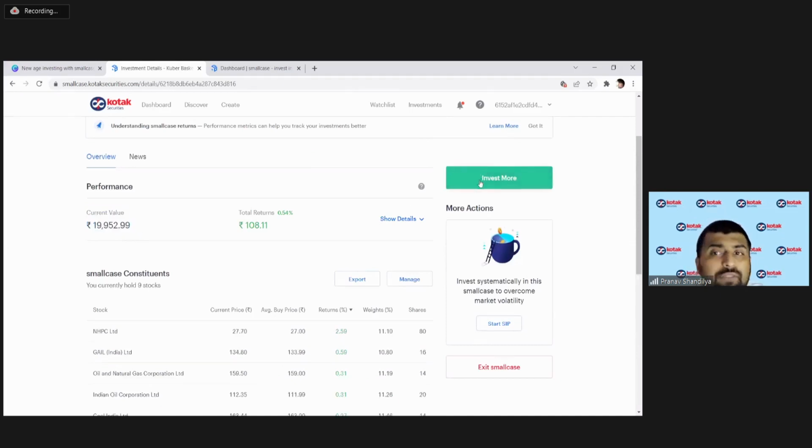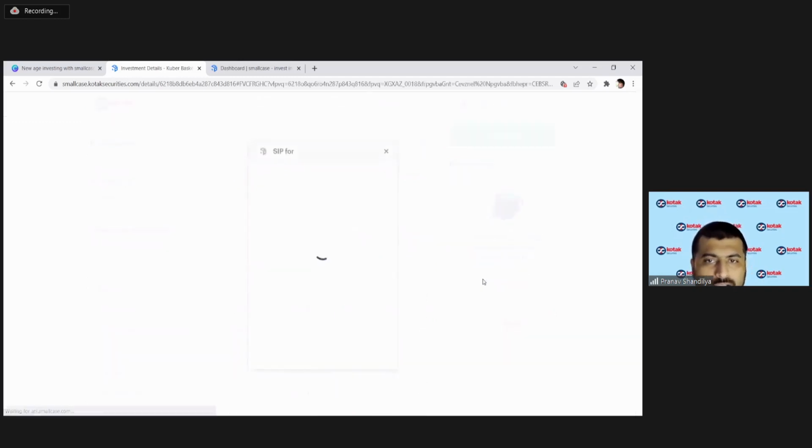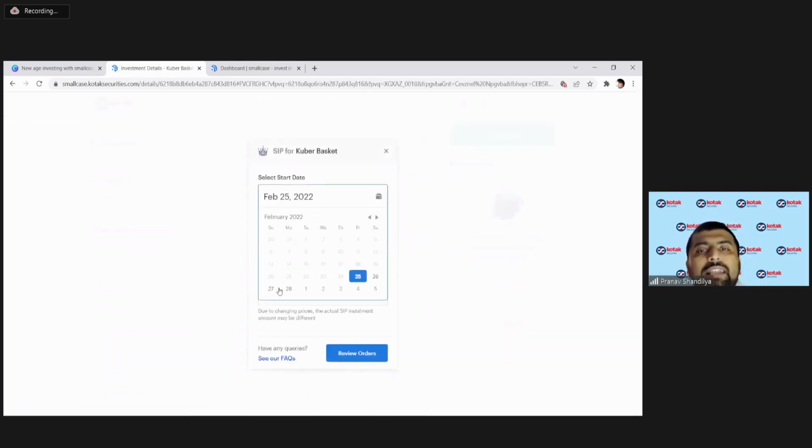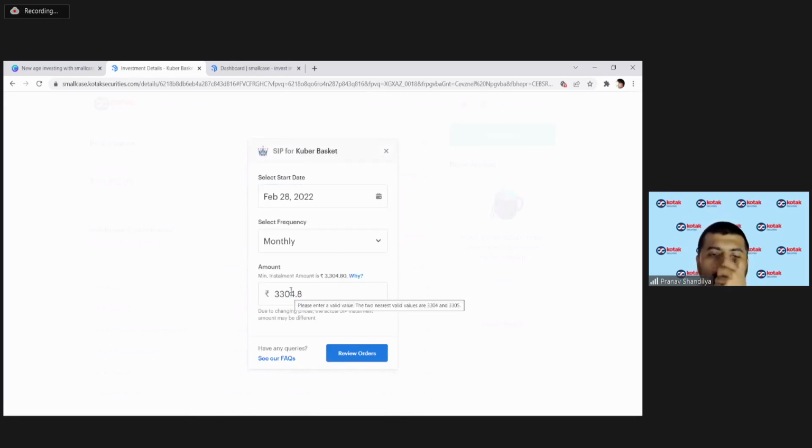Now, we understood how to invest more into a particular basket. What if you wish to start your own SIP? It's quite a simple process. On the right side, under more actions, you have the start SIP feature here. You can click on start SIP. You can select any SIP date, a future date of your choice. In this case, I'm choosing Feb 28, which will be the salary day for most of us, because it'll be easier to set up an SIP on that particular day.